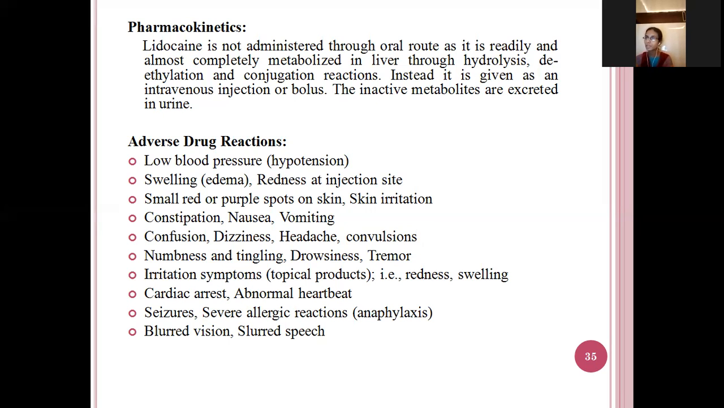Adverse drug reactions are hypotension, meaning low blood pressure, and swelling and redness at the site of injection, because this drug has been taken through the intravenous route.